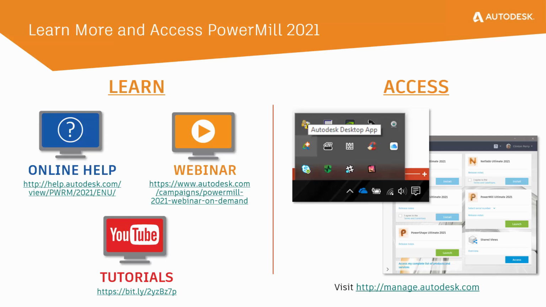If you haven't already downloaded PowerMill 2021, and our analytics show that there's a small minority of you out there who haven't, then I would really recommend that you access the 2021 release using your Autodesk account. Either use the Autodesk desktop app or visit manage.autodesk.com, log in, download the software, install it, and you'll also start to benefit from these speed improvements that we've just been talking about.